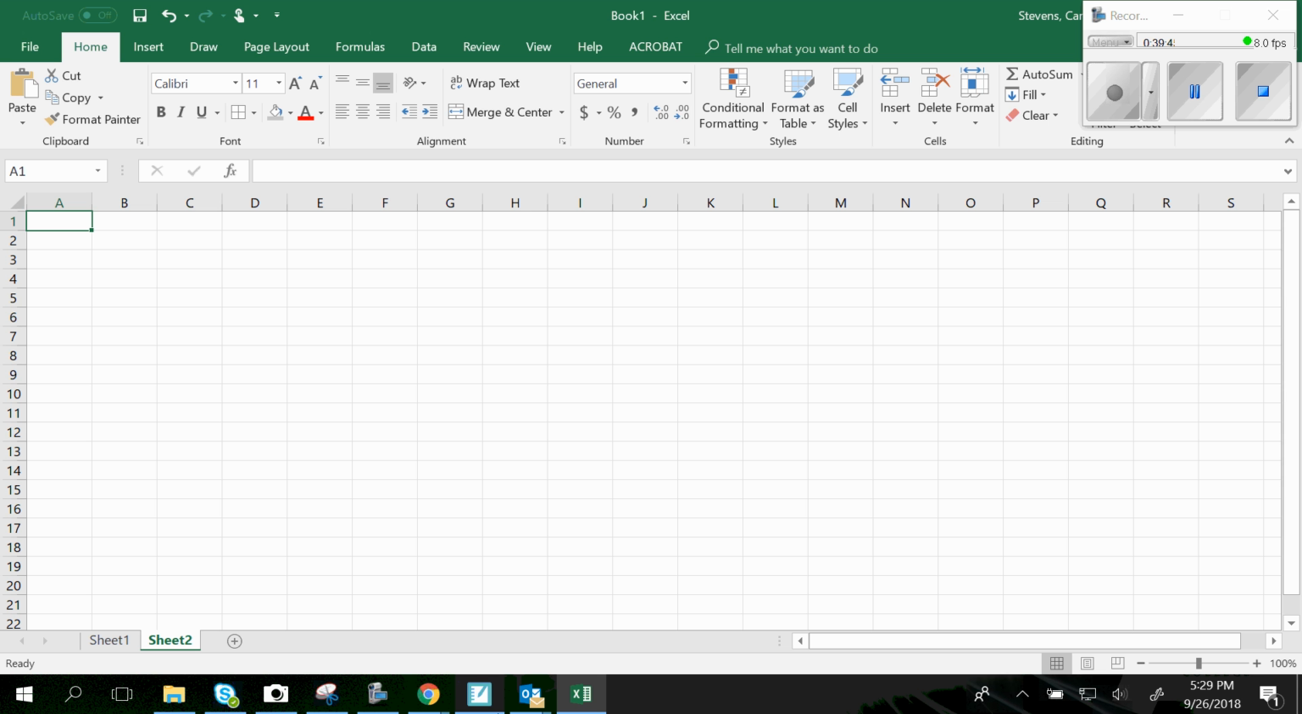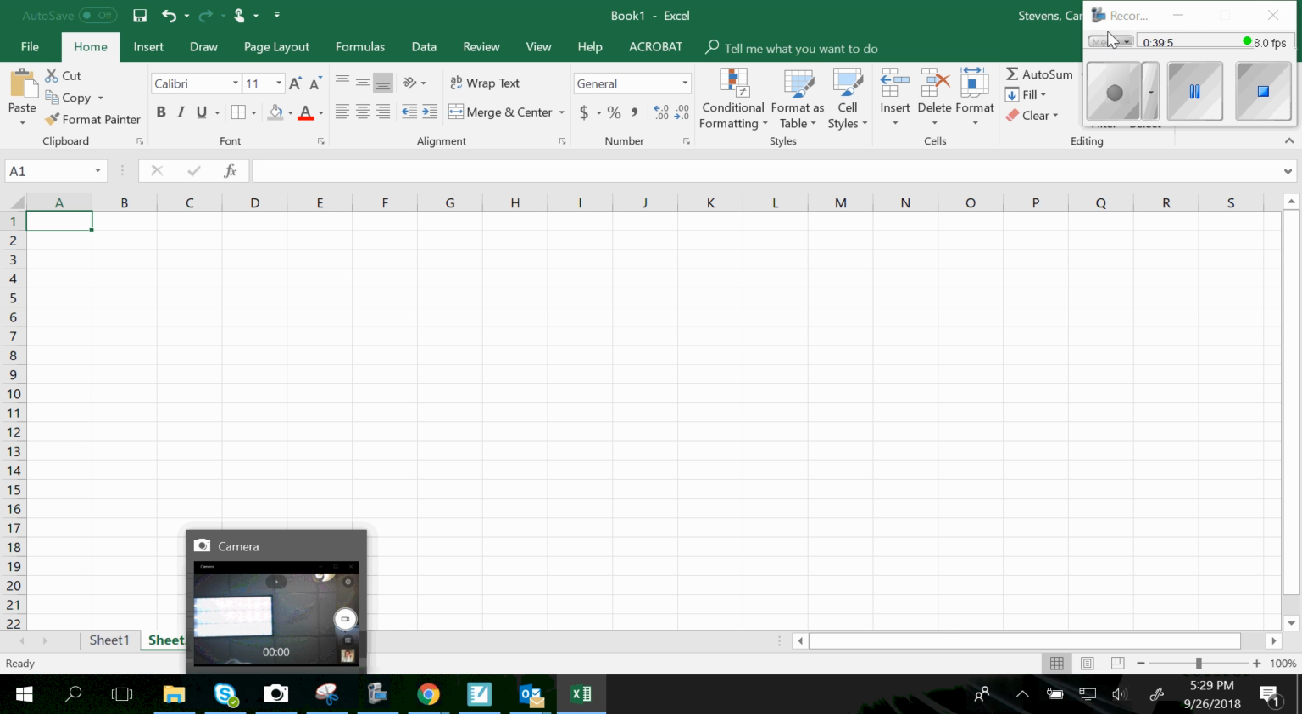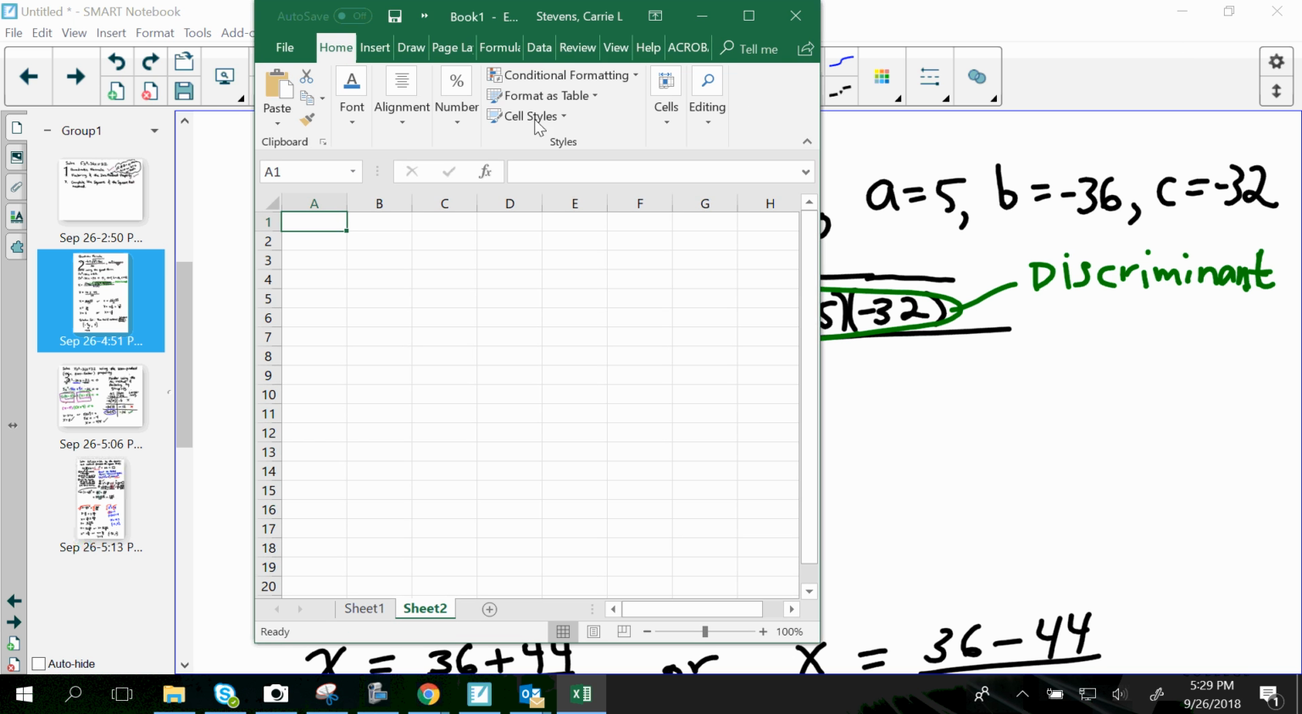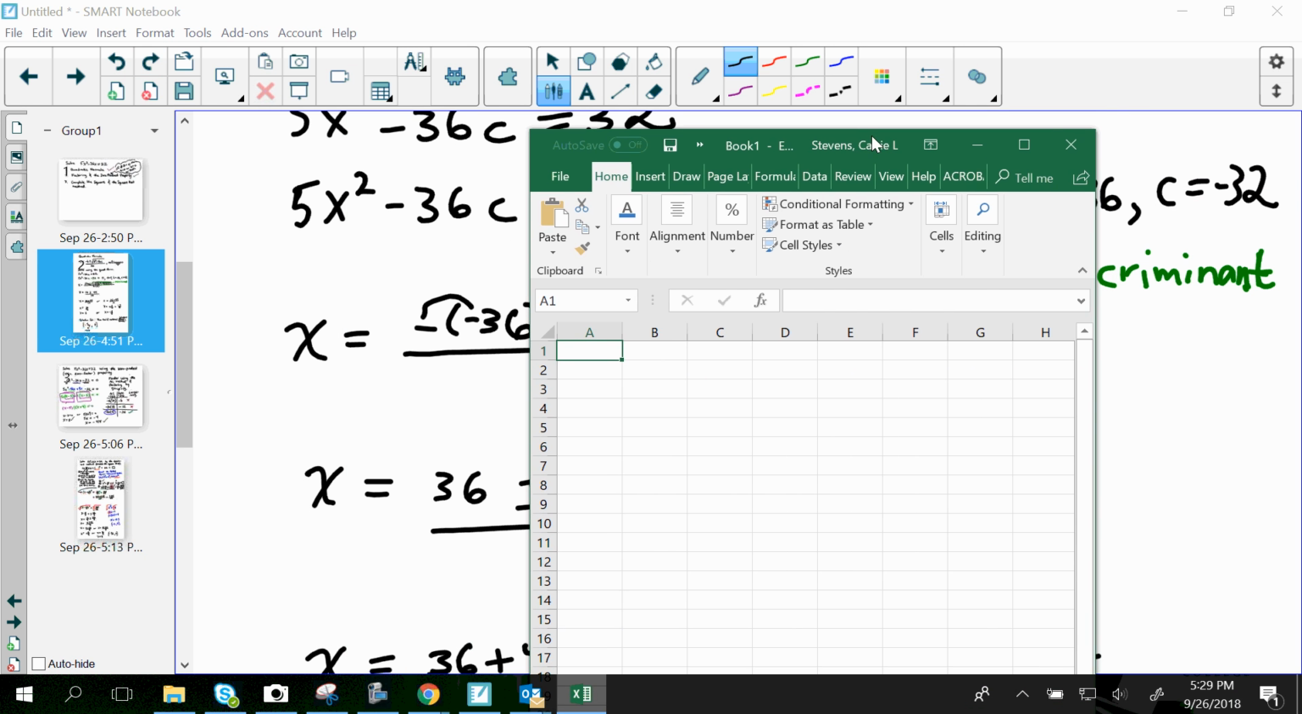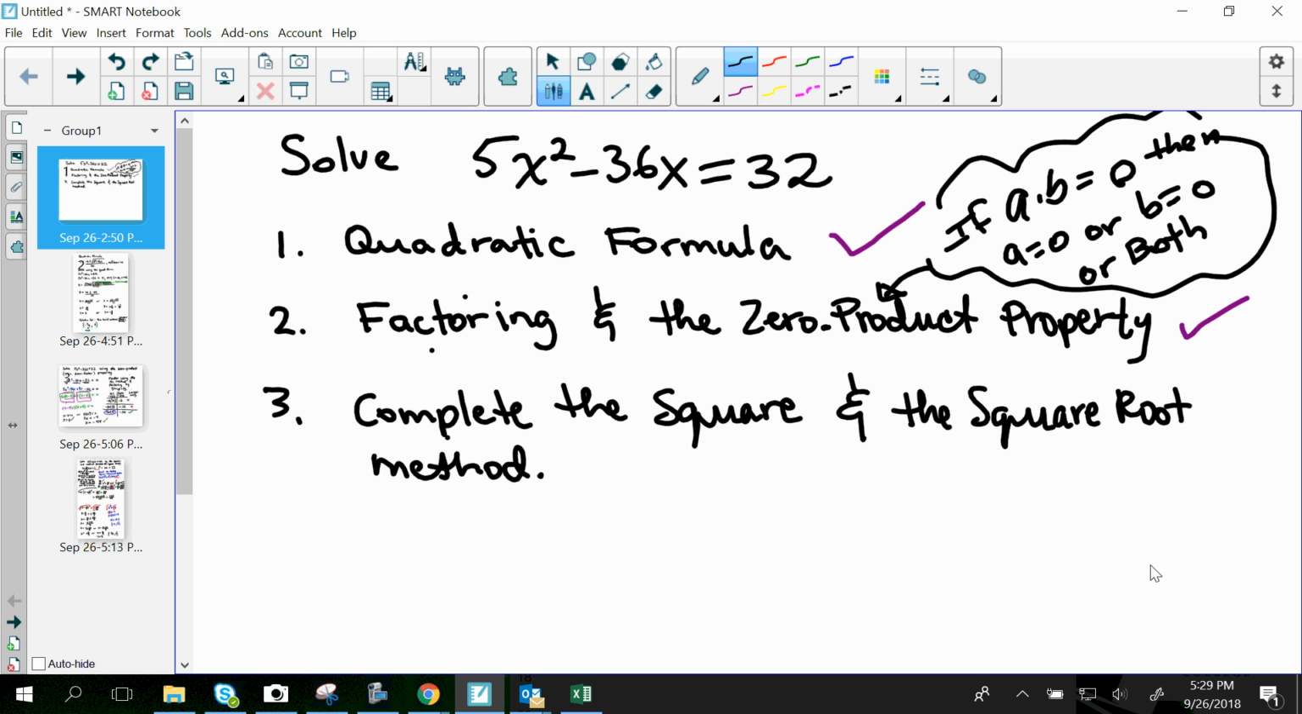So let me minimize this, and I'm going to use it to plug in our solution set to our original equation. So the original equation had the solution set -4/5, comma 8.